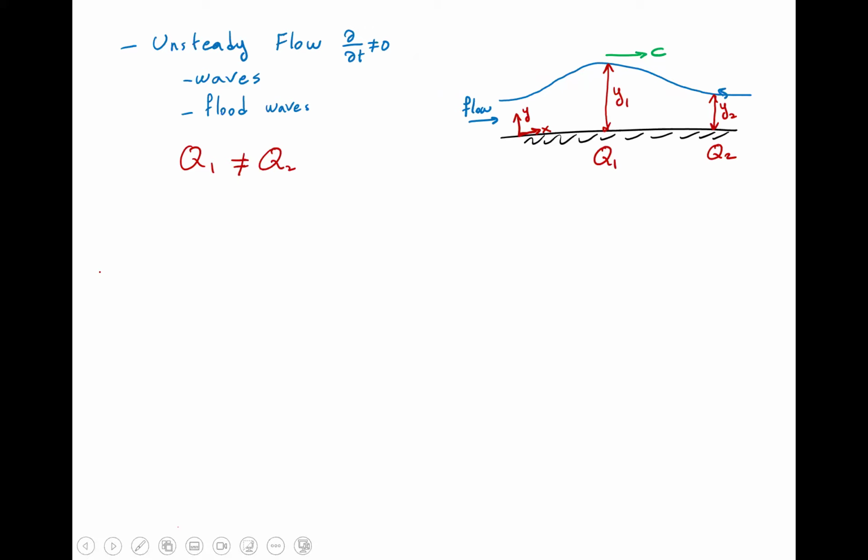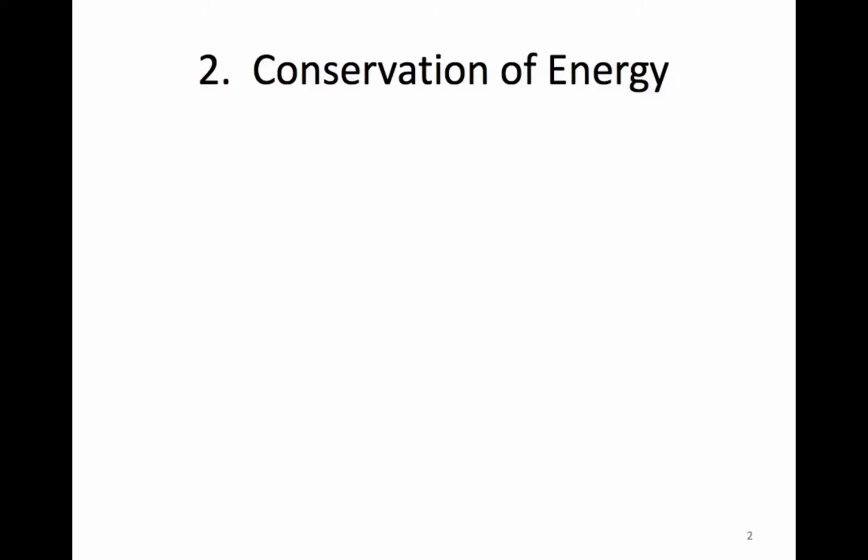How do we do that? In cases like this, what we can do is make an assumption, and hold on, I'm going to try to get my cursor to work here.